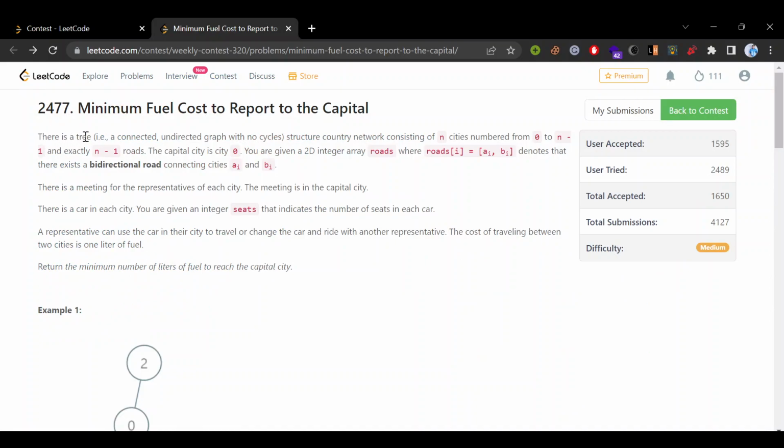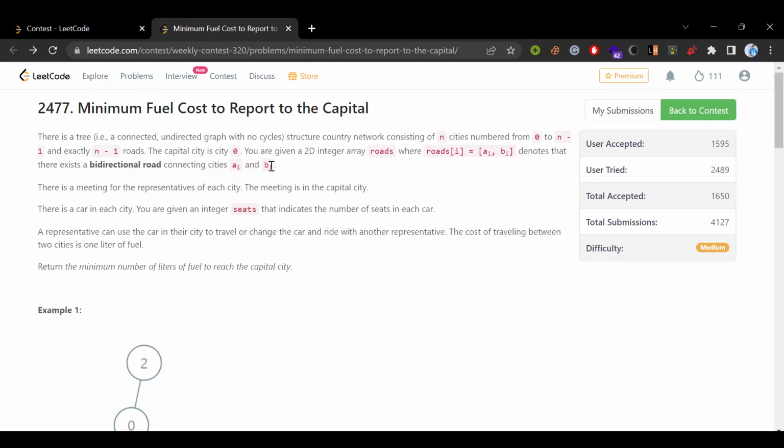So there is a tree, that is a connected undirected graph with no cycles, which means the edges in the tree are bidirectional. Because it's a graph, it is basically an n-ary tree, not a binary or ternary tree, simply an n-ary tree. And that tree resembles a country network consisting of n cities numbered from 0 to n minus 1 and exactly n minus 1 roads.